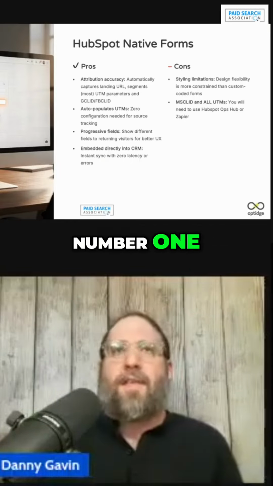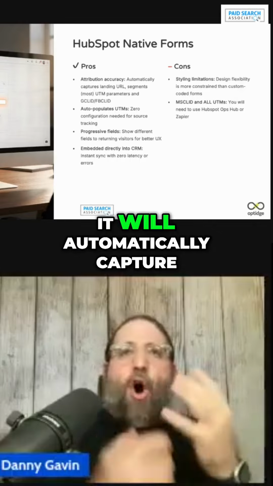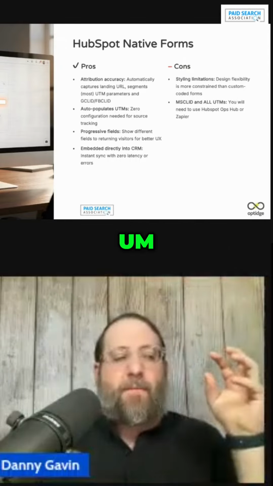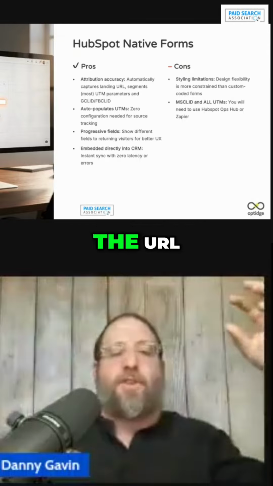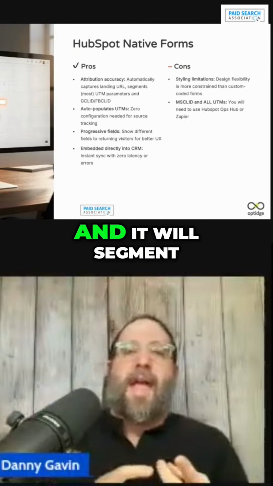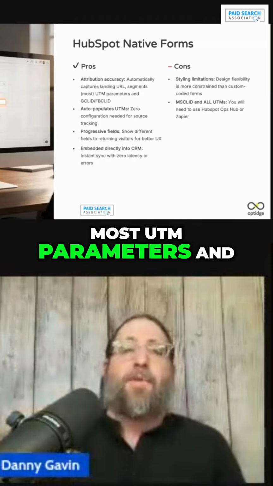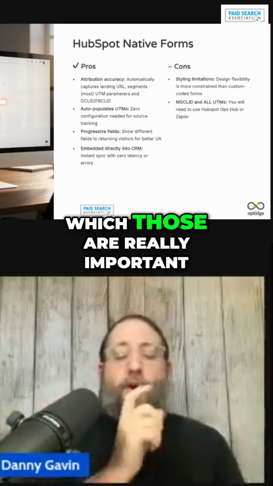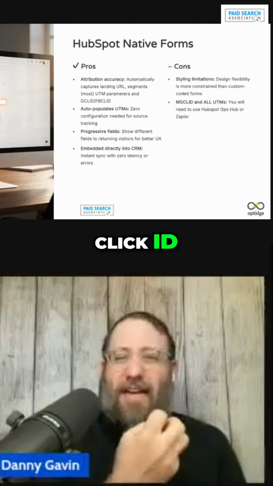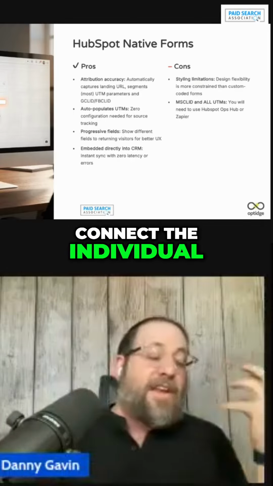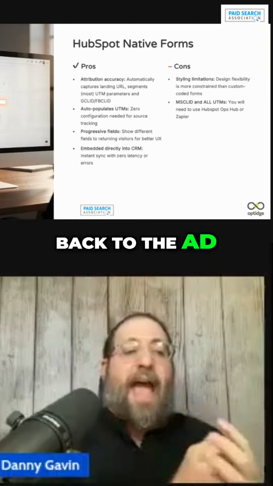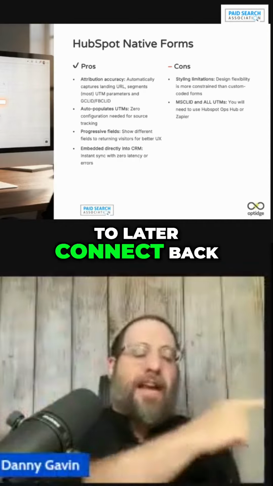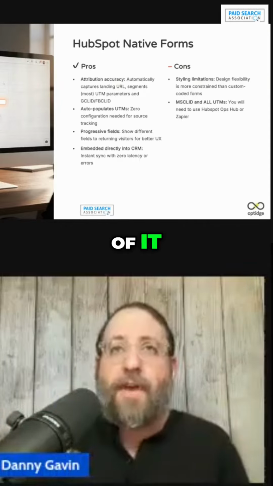Number one, there's an accuracy to the attribution. It will automatically capture the landing URL, meaning that when someone lands on the page and there's all that information in the URL, it will automatically capture it, and it will segment most UTM parameters and will automatically capture the GCL ID or Facebook click ID, which are really important. That is basically the click ID, and that will later connect the individual back to the ad and the campaign and the keyword that they clicked on. So it's doing that information that you need to later connect back to Google Ads. It's automatically pulling most of it, right?